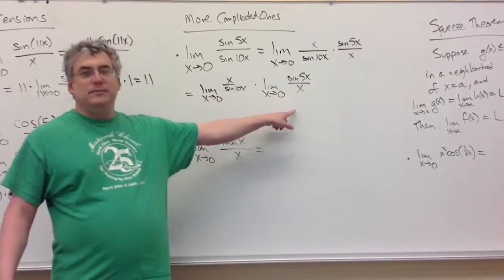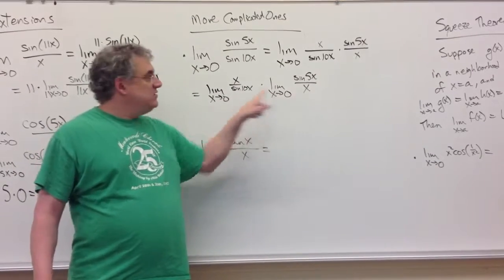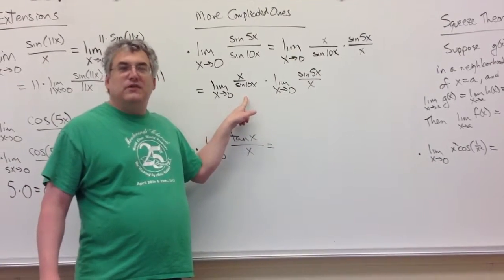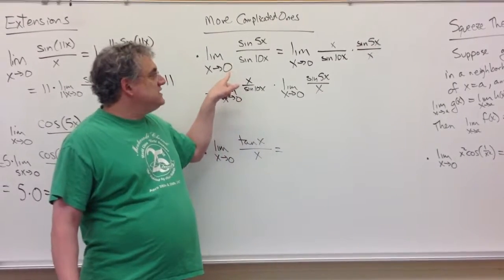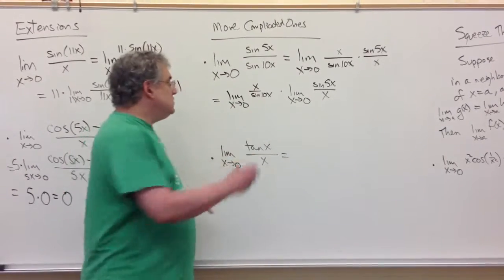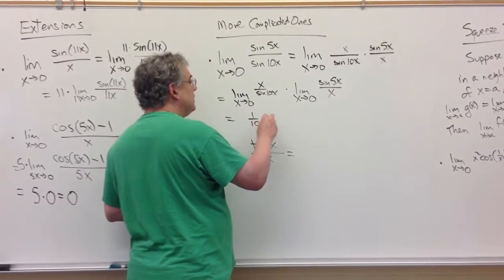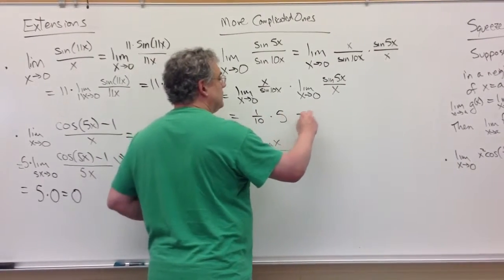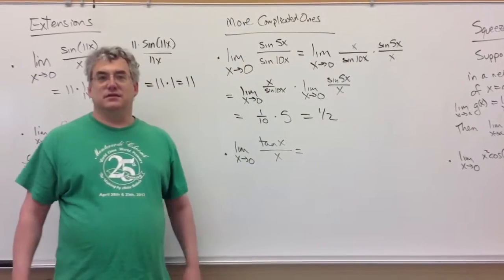Now this one here, we did one very much like it just before. That's going to be 5. This one, however, we didn't do. But if you think about it, this is the reciprocal fraction as having the sine of 10x over x. That one would be 10. So this is going to turn out, if you just do all the steps, to be 1/10 times 5. Hopefully that makes some sense.